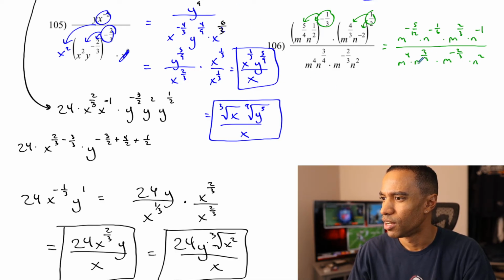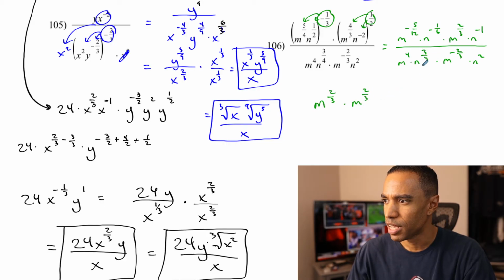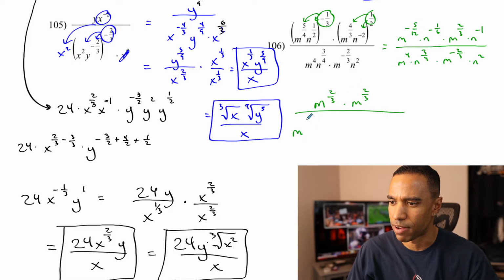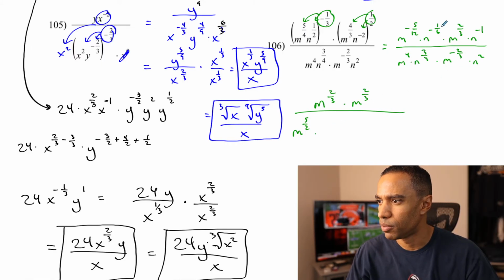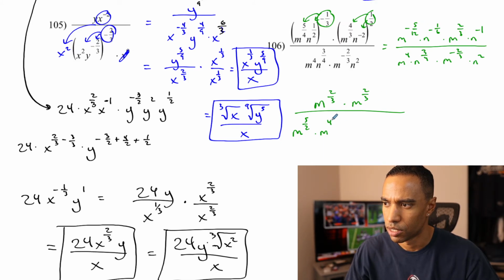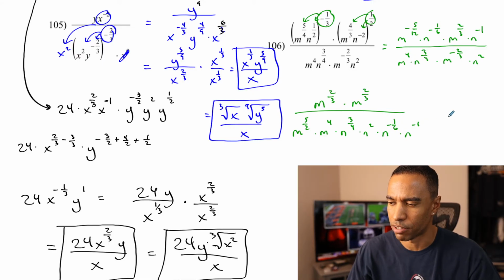So m to the negative 2/3 will come up. I'll get m to the 2/3 times, I have another m to the 2/3 there. Everything else is going down, it looks like. So this goes down, m to the 5/2. That one up. That's the only m that's down there, I think, now. Oh, m to the 4th. And then n's. I have still down below n to the 3/4, n squared, and now n to the negative 1/6, and n to the negative 1st.